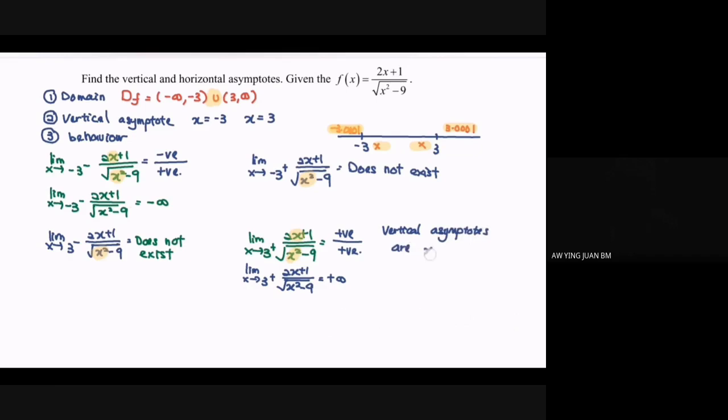The vertical asymptotes are x equals negative 3 and x equals 3. Step number 4, find the horizontal asymptote. So before we start the discussion, kindly define the situation.